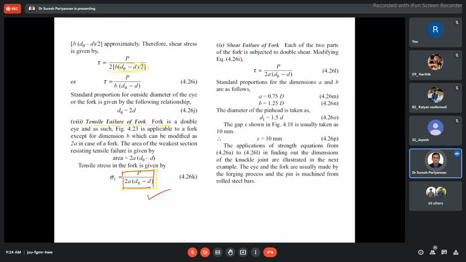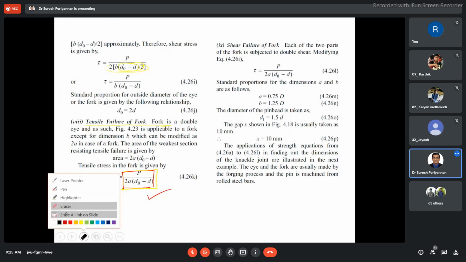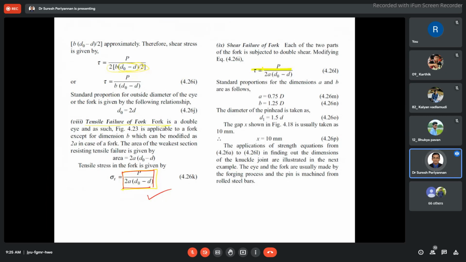Now I come to the last one, shear failure of the fork. Where is the shear failure? Shear failure of the fork is also similar to our tensile failure. See here, which figure is suitable to show you? Yeah, this is the shear failure of the fork end.